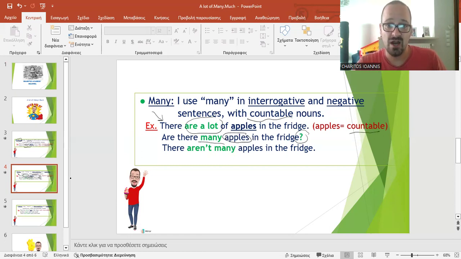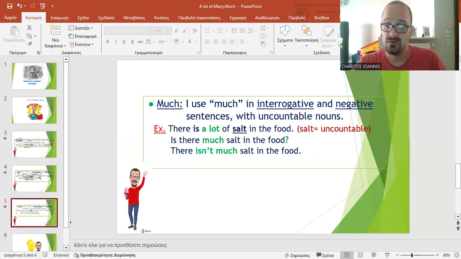Negative, there aren't many apples in the fridge. Many again, because as we said, apples is a countable noun and my sentence is negative. So I use a lot of in affirmative with countable and uncountable, but I use many in interrogative and negative only with countable nouns.